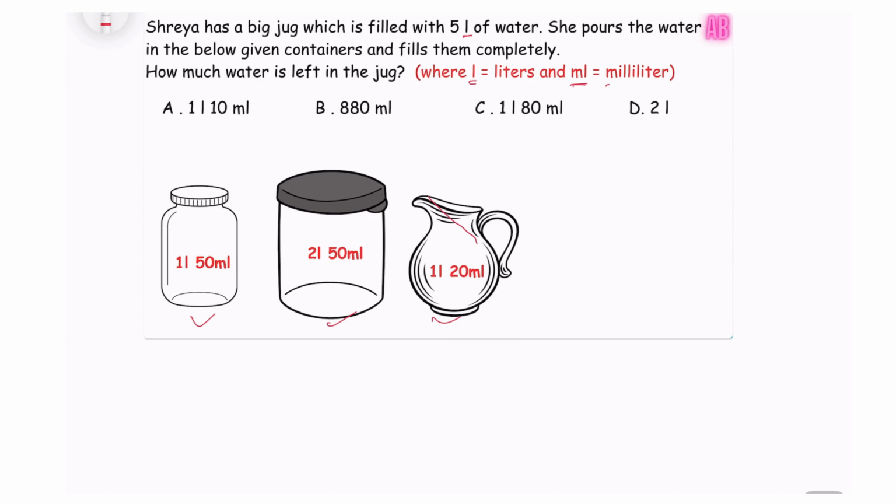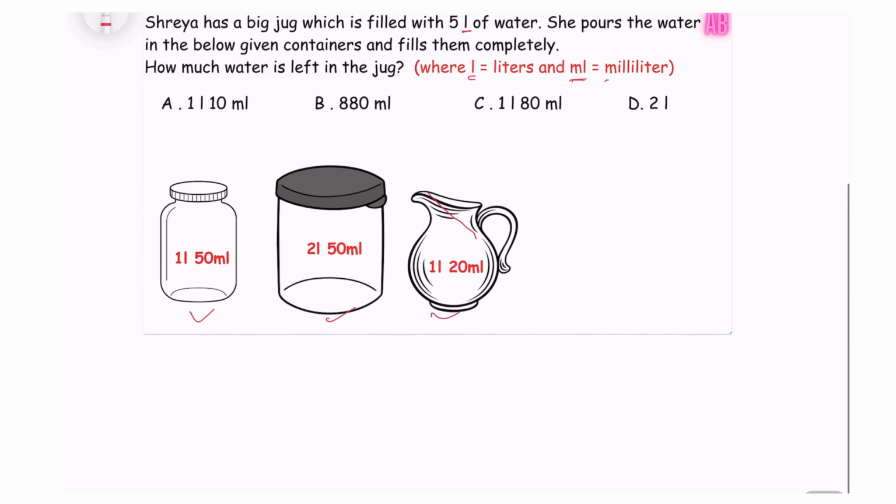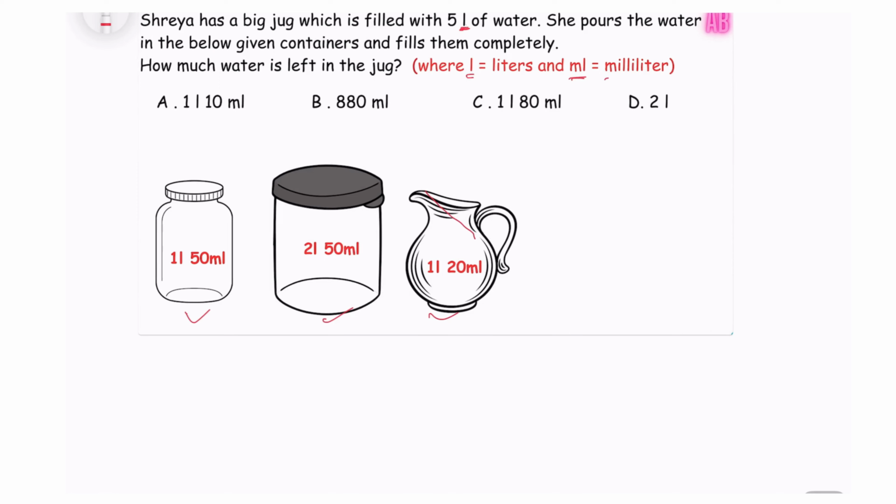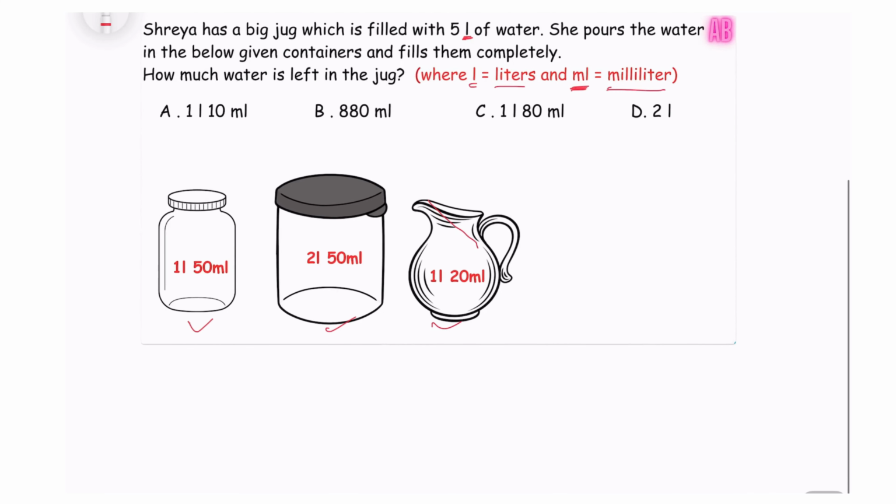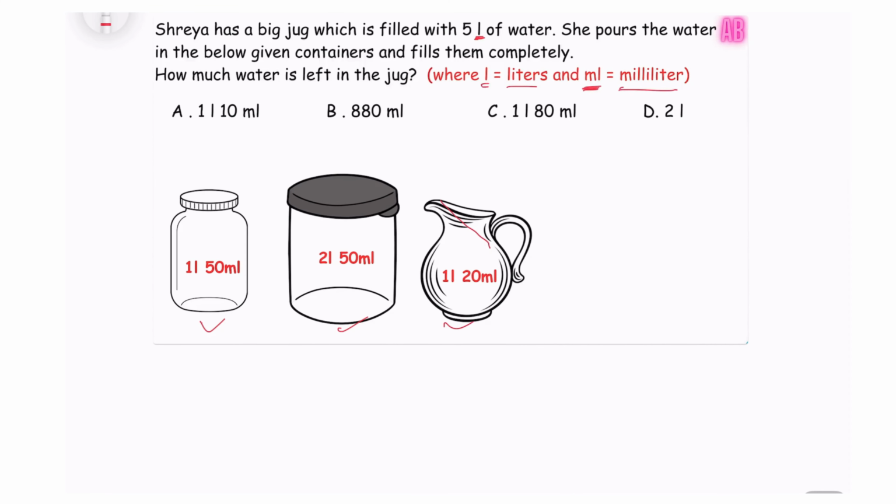Here is the next question on your screen, and in this question they are asking, it's about Shreya, who has a big jug which is filled with 5 liters of water. L stands for liter. It's written here as well, and ml is milliliter. Okay, and what is liter and milliliter? It is nothing but a unit to measure liquid. Okay, so she has a big jug, maybe something like this.